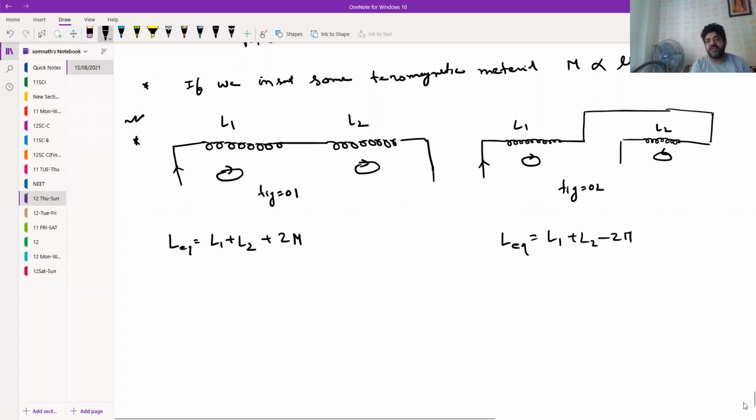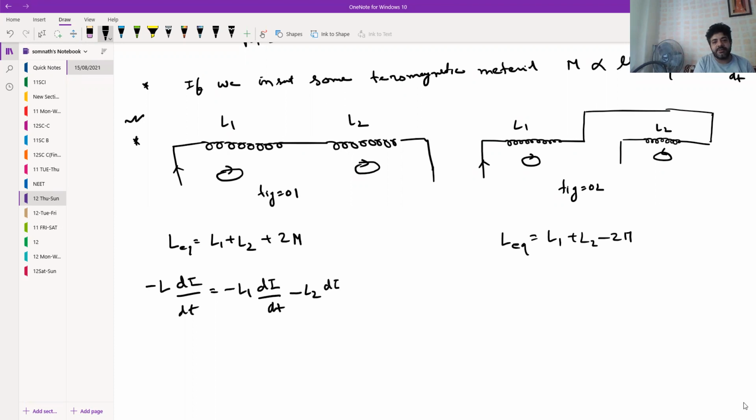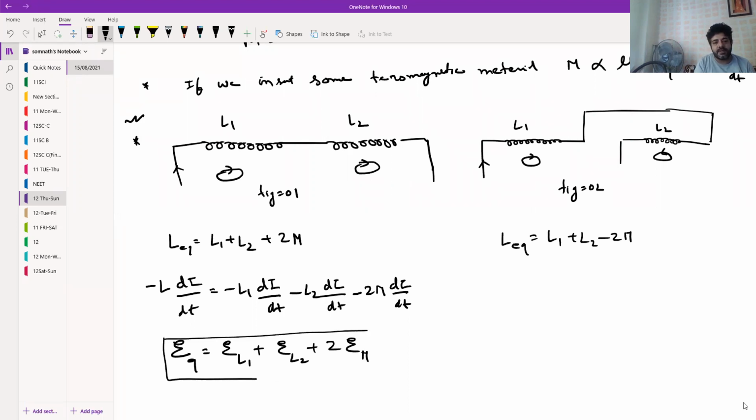Now we know induced EMF is minus L di by dt. So I can write minus L1 di by dt, minus L2 di by dt, minus 2M di by dt. So what we have, total equivalent EMF is the EMF due to the first inductor, EMF due to the second inductor, plus EMF due to the mutual induction. Okay, done everyone?